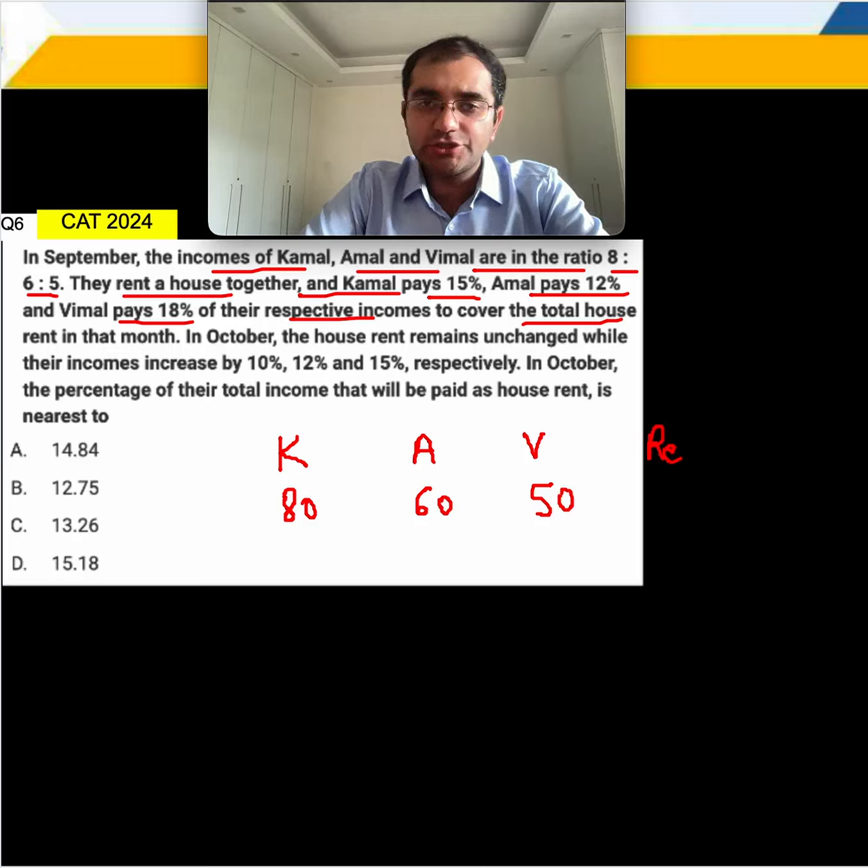रेंट कैलकुलेशन शुरू करते हैं. K pays 15%, 80 का 10% is 8, 5% is 4, तो 15% हो गया 8 + 4 = 12. And A pays 12%.